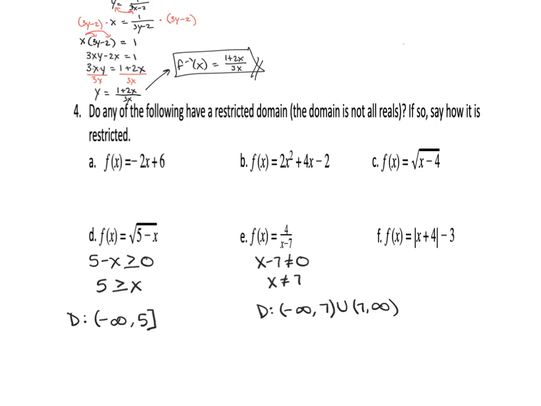Now, if we take a look at A, at negative 2x plus 6, I don't see anywhere where we could possibly be dividing by 0, and I don't see anywhere with a square root. So if that's the case, then our domain is just negative infinity to positive infinity, and this is a case with no restrictions. So I wanted to throw this in as a little bit of review.